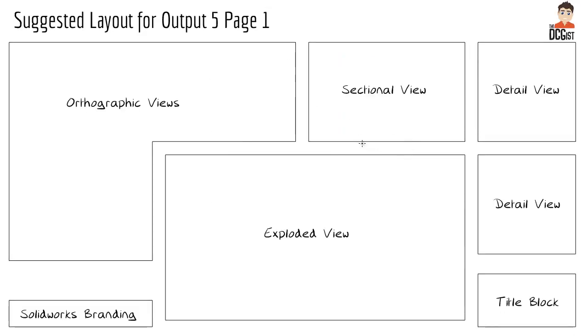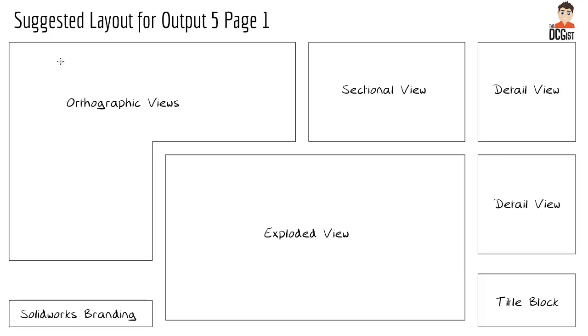So here's my suggested layout for output 5 page 1. Again, as always, it's just a suggested layout. You can lay it out in any way that you like, but this layout fits everything in that we need and fits it in a nice concise way. So the first thing then is we have the orthographic views. Now these orthographic views are in a first angle projection, okay?